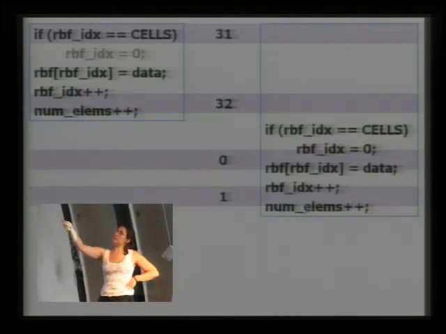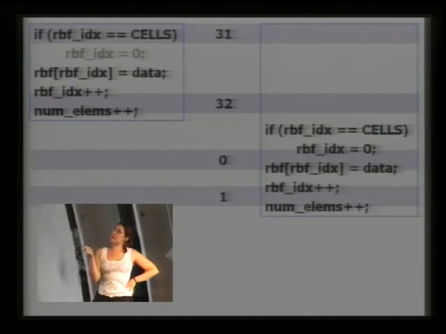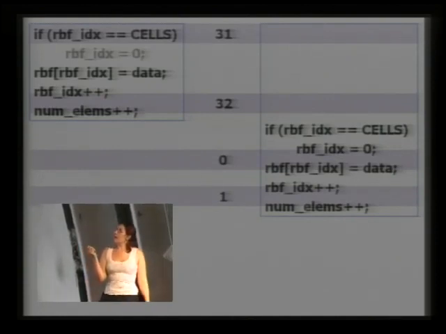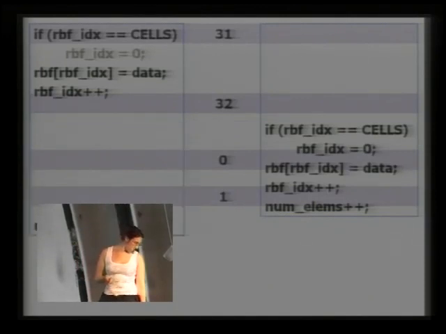So it doesn't hit that piece of code, it just continues to write to the 31st cell of the ring buffer and increments it, at which point the index pointer becomes 32. Then the next thread comes in and sees that the RBF index pointer into the ring buffer is equal to the size, so it has reached its limit. So it resets the index pointer to 0 and continues from there. This is good.